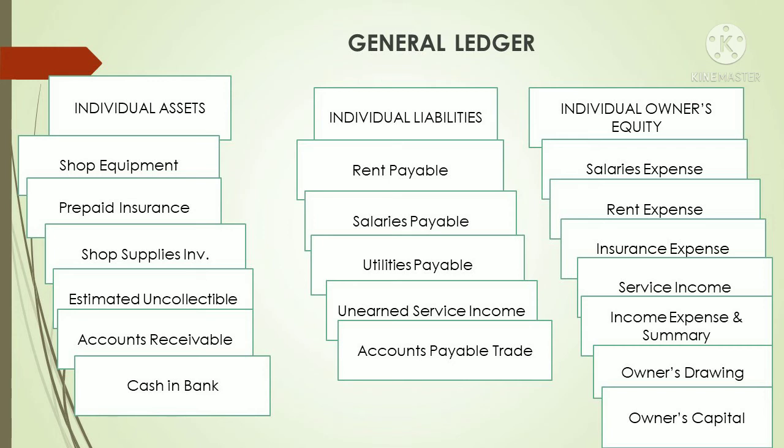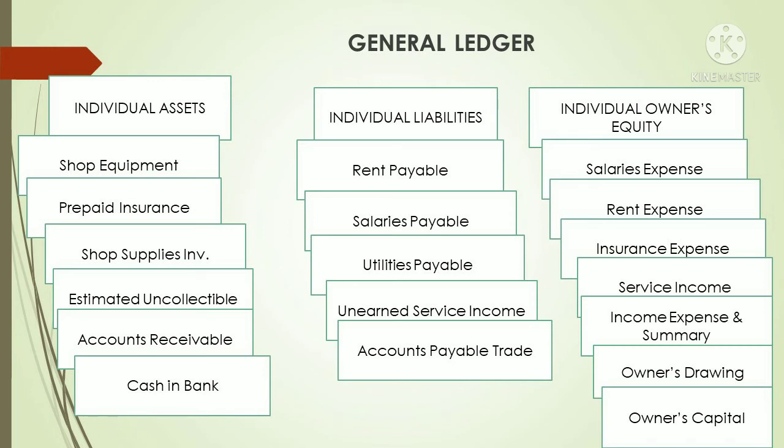Okay, let's proceed to our sample pro forma of a general ledger. So at first, now we have here the individual assets. So under the assets, we have the cash or the cash in bank, accounts receivable, estimated uncollectible accounts. We have the prepaid insurance. We have the shop supplies inventory. Then we have the shop equipment. Then for liabilities, we have the accounts payable trade. We have the unearned service income. We have the utilities payable. We have the salaries payable. We have the rent payable. No, mao ni ang mga payables, liabilities, utang.